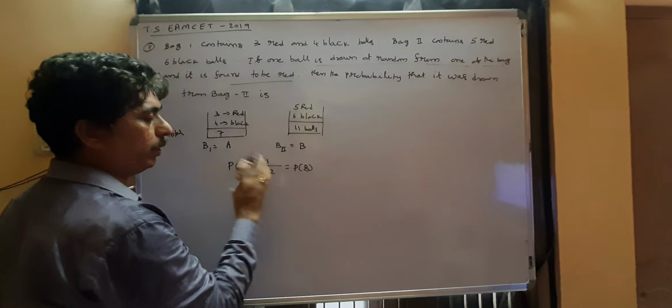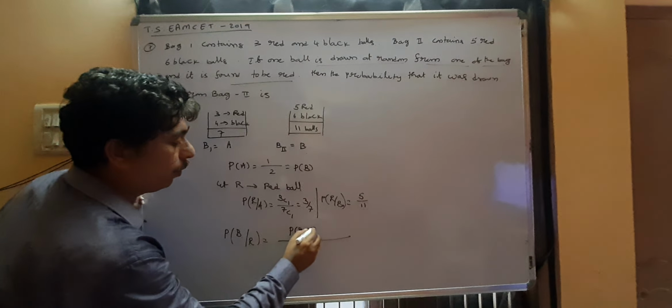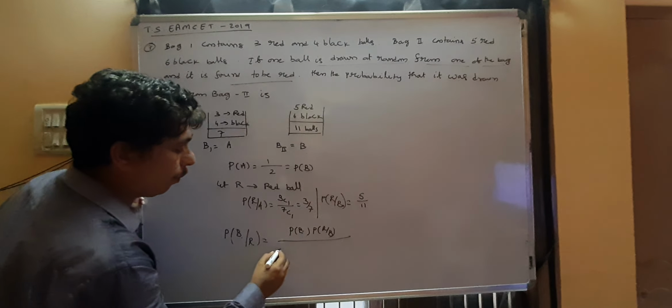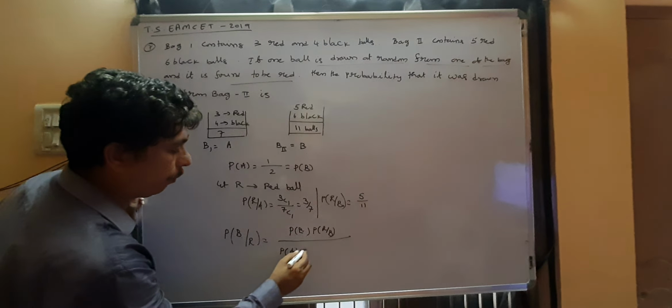They are asking the probability of bag 2 given the red ball. Red ball is given, so in the given event the denominator will come. By Bayes theorem, the probability of B into probability of R by B, divided by probability of A into probability of R by A, plus probability of B into probability of R by B. Substitute the values: 1 by 2 into 5 by 11, whole divided by 1 by 2 into 3 by 7 plus 1 by 2 into 5 by 11. 1 by 2 is common, cancel it.